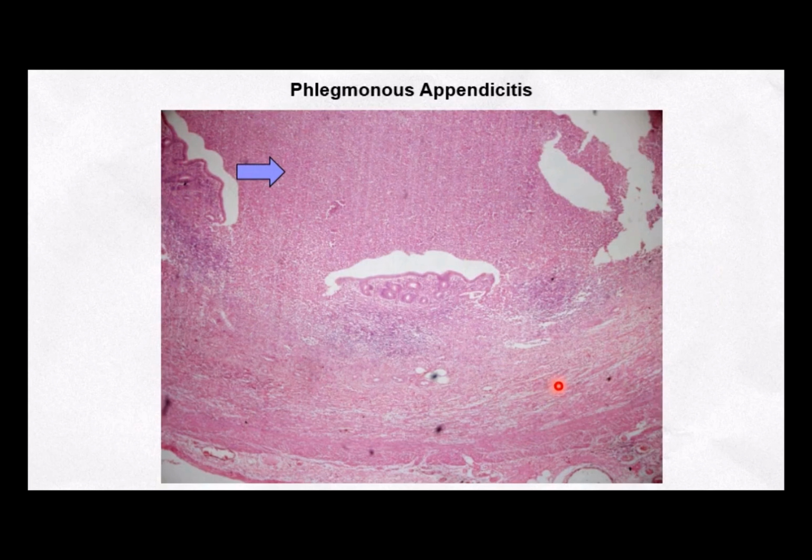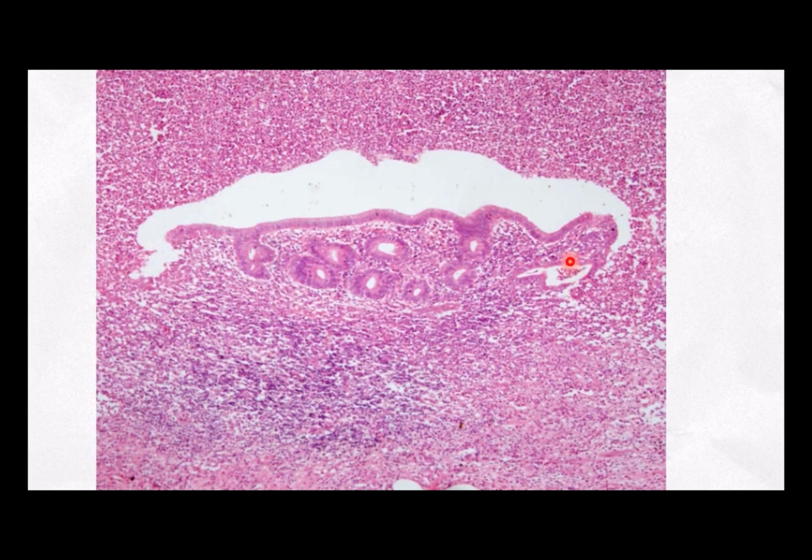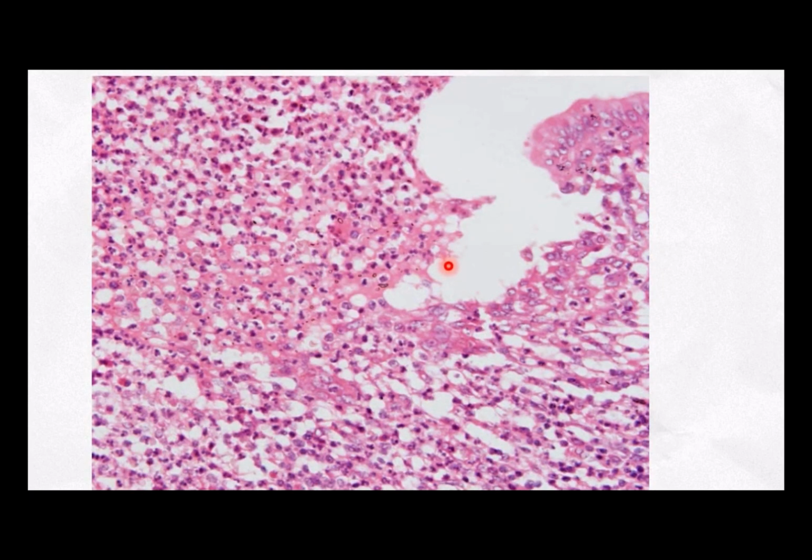Under the microscope, we can see here is the wall of the appendix, and the lumen of the appendix is filled with pus. Some areas of the mucosa show erosion. The mucosa shows erosion and extensive neutrophil infiltration. The lumen of the appendix is filled with pus. At high magnification, we can observe the pus is composed of neutrophils and debris and some fibrin.